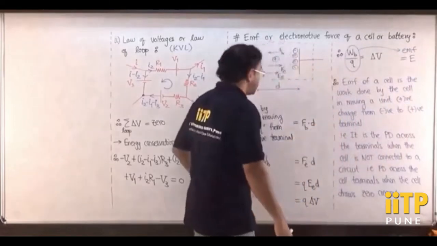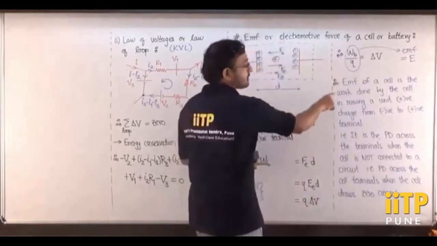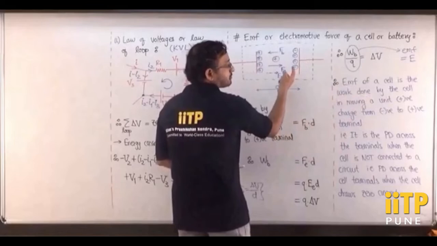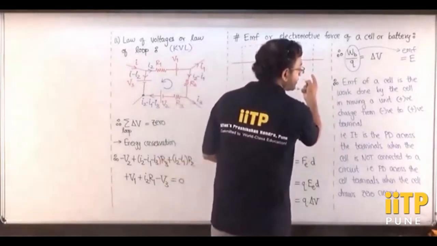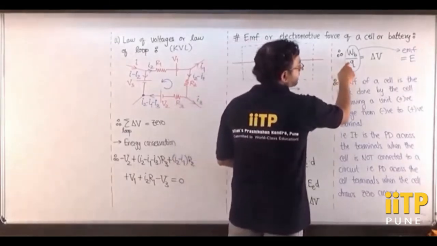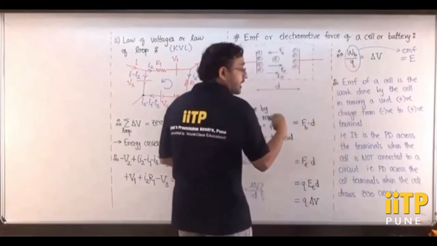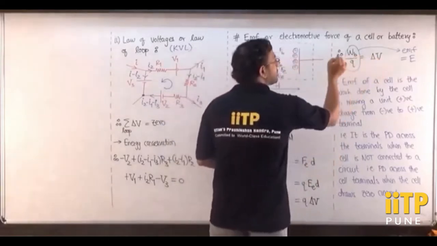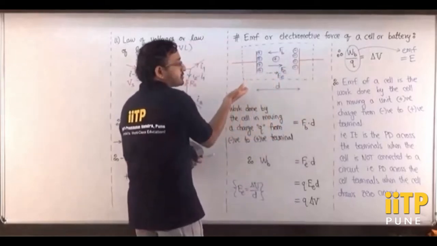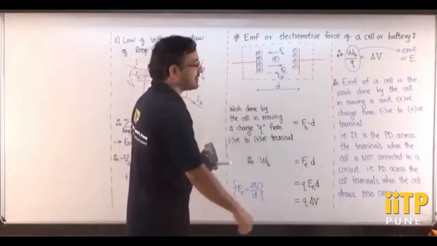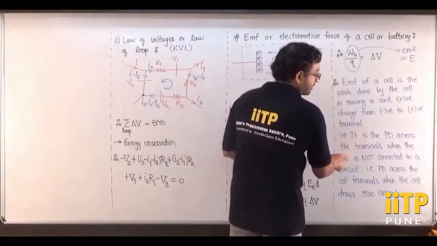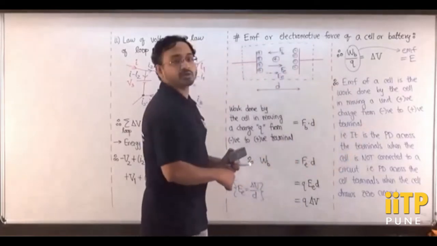So in other words, what is the EMF of a cell? EMF of a cell is the work done by the cell in moving a unit positive charge from negative terminal to positive terminal. It is the work done per unit charge. It is also the potential difference across the terminals. But don't forget, we aren't connecting this cell in any circuit. Hence, the second meaning of EMF of the cell is the potential difference across the terminals when the cell or the battery is not connected in a circuit.